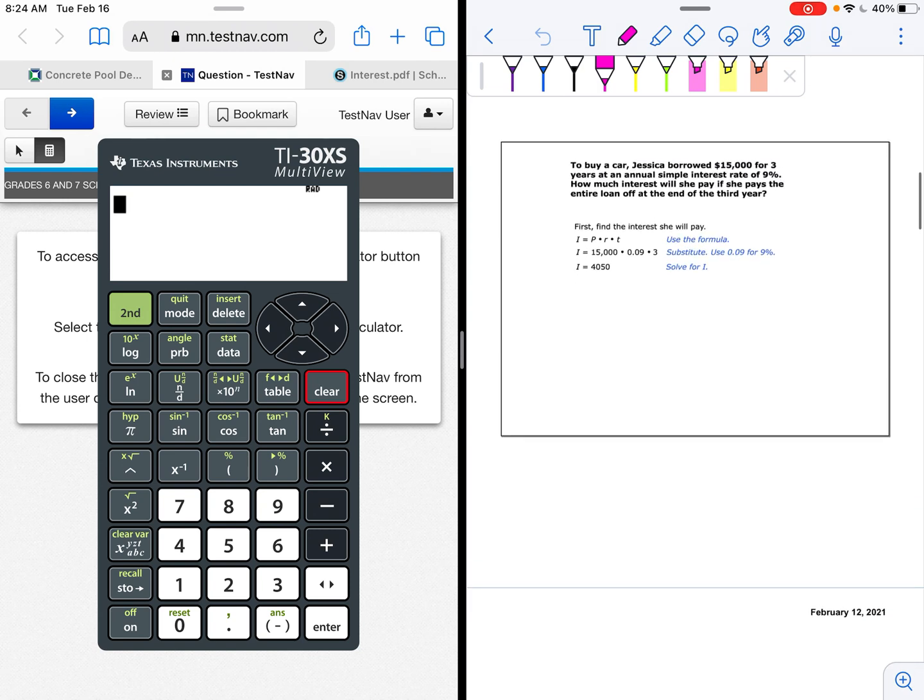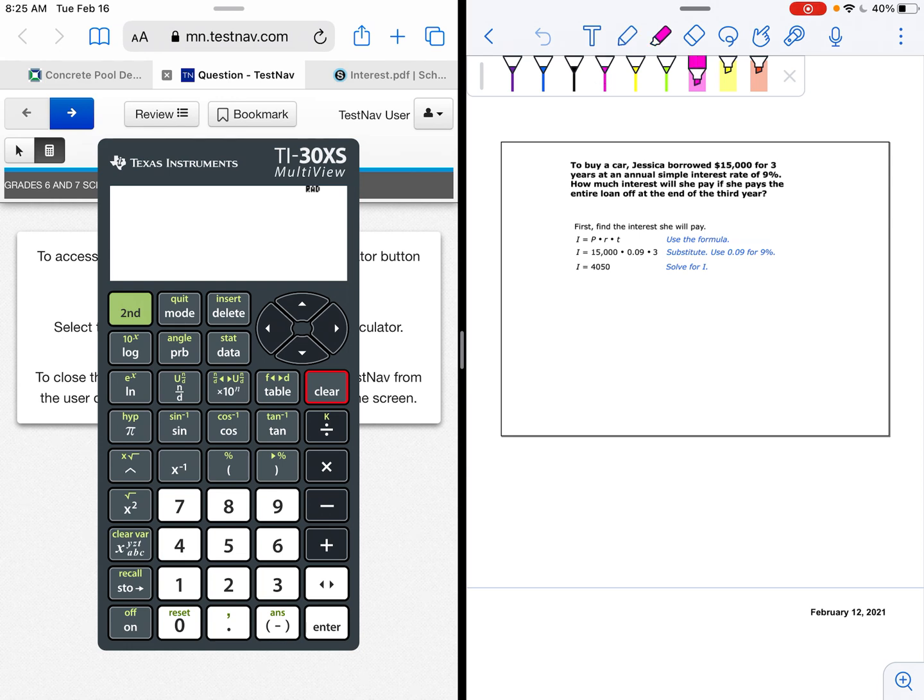Let's just look at our first example. To buy a car, Jessica borrowed $15,000 for 3 years at an annual simple interest rate of 9%. How much interest will she pay if she pays the entire loan off at the end of the 3rd year? So we need to find the interest she's going to pay. So here's your formula: I equals PRT.